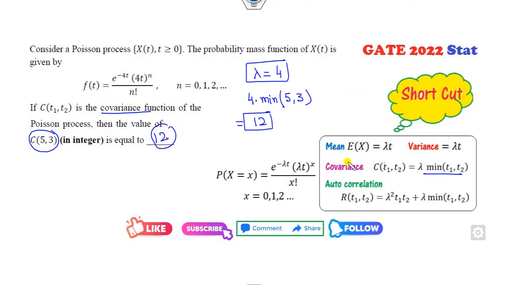You can see how many seconds you need to solve the problem. Maximum 15 seconds. You can remember this formula. If they ask you to find the autocorrelation, you can use this. Variance, you can use this.